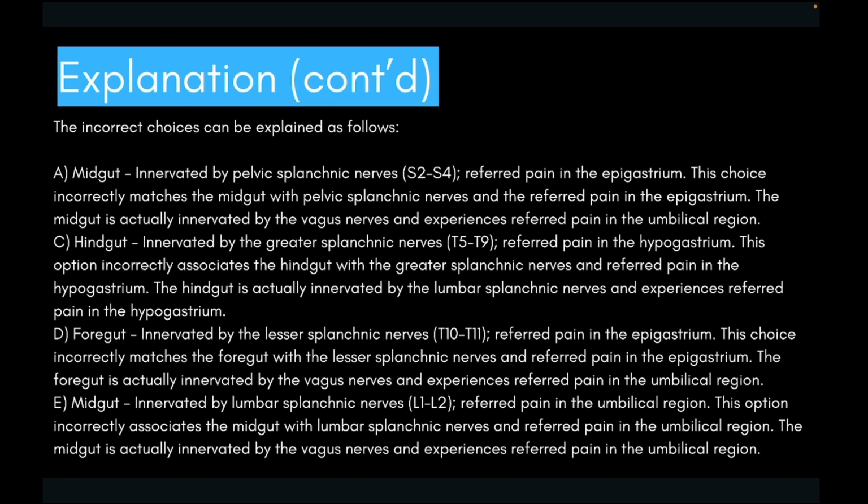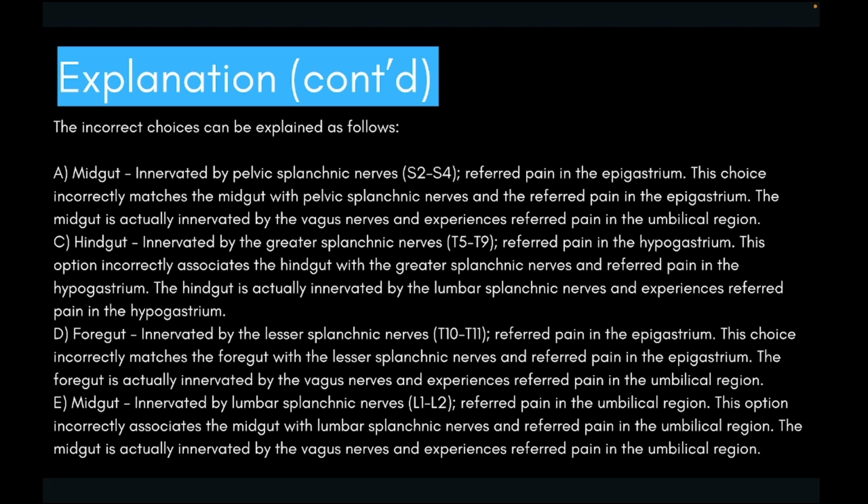Hindgut is innervated by the greater splanchnic nerves T5 to T9, referred pain in the hypogastrium. This option incorrectly associates the hindgut with the greater splanchnic nerves and referred pain in the hypogastrium. The hindgut is actually innervated by the lumbar splanchnic nerves and experiences referred pain in the hypogastrium.